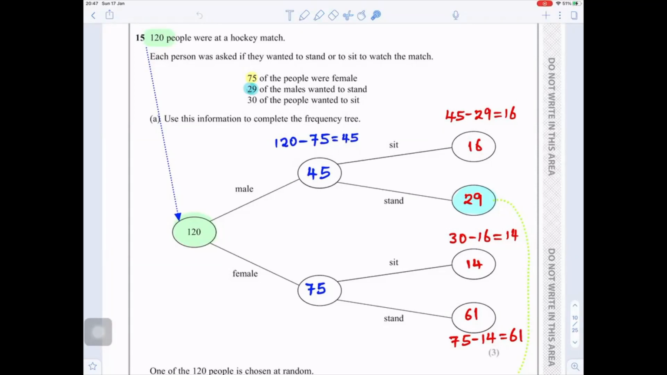On the female side, 75 females altogether. And to stand, there were 61 female. So 75 take away 14 gives 61. And to sit for females, 30 take away 16 gives you 14, because 30 of the people wanted to sit, and because 16 are males who were sitting, the rest will be female, and then the stand. So that's how you complete that frequency tree.